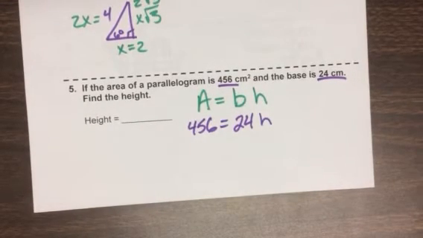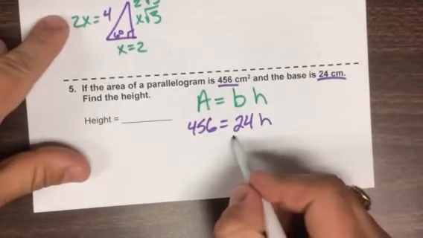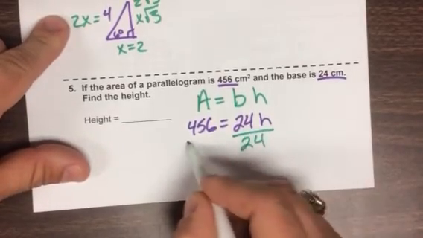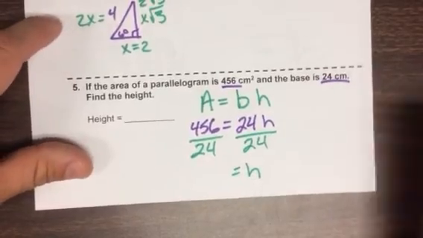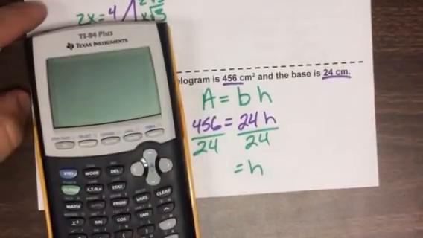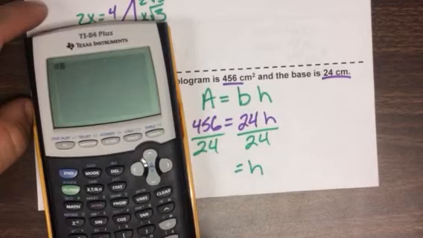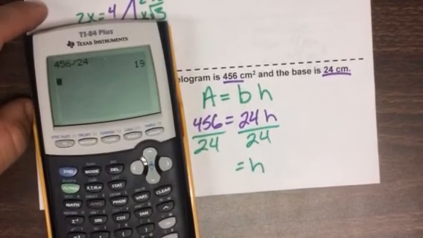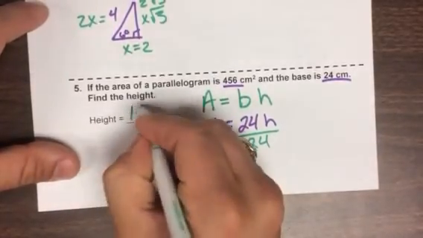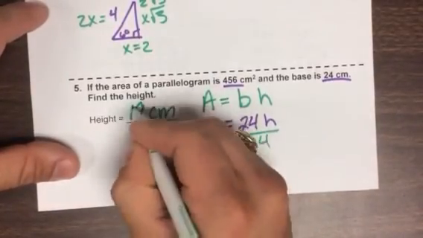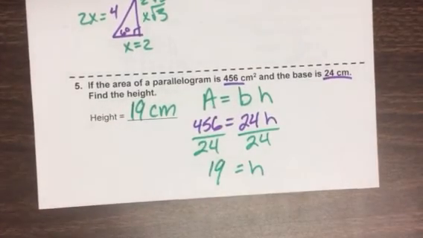So as I'm looking at this, how do I get the height by itself? Instead of multiplying, I will divide by 24 on both sides. I don't expect you to be able to do this problem in your head. Grab your calculator and say 456 divided by 24 is 19. The height of the shape is 19. So when you plug it in, do not forget to make sure you put your units.